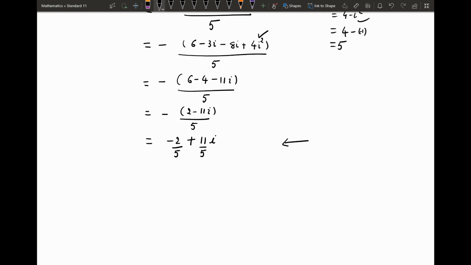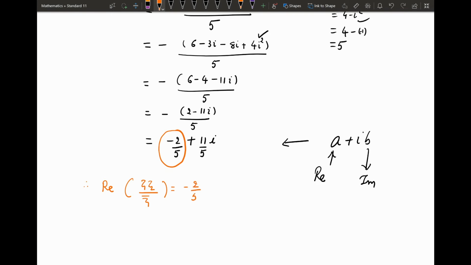Now divide each term by 5. So this is in the form a plus ib. a it is real part, coefficient of i, b it is imaginary part, while we have to find real part. So real part will be minus 2 by 5, and therefore real part of z1 into z2 upon z1 bar equal to minus 2 by 5.